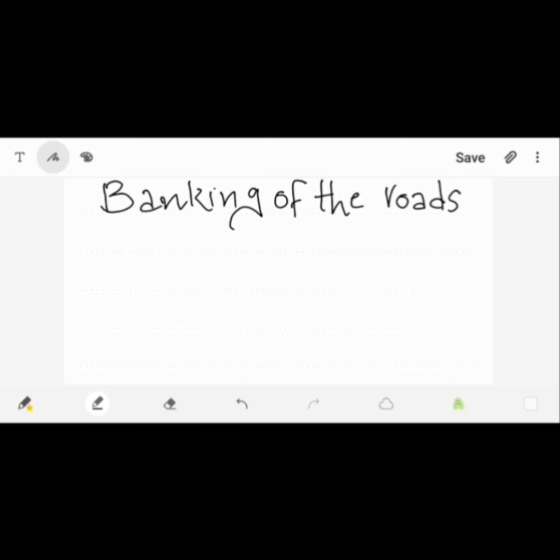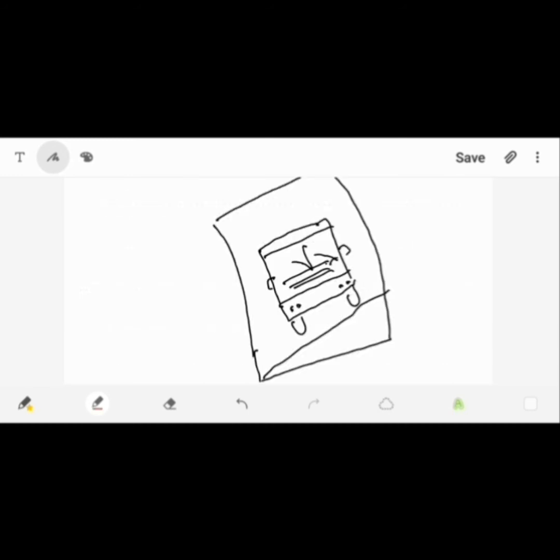Banking of the roads means that the outer edge of the road is raised or elevated as compared to the inner edge. Consider the figure given in your book. When the vehicle takes the turn, it will tilt. The weight of the vehicle is represented by the arrow. W is the weight. The reaction force of the road is also shown by the arrow upward, represented by R.